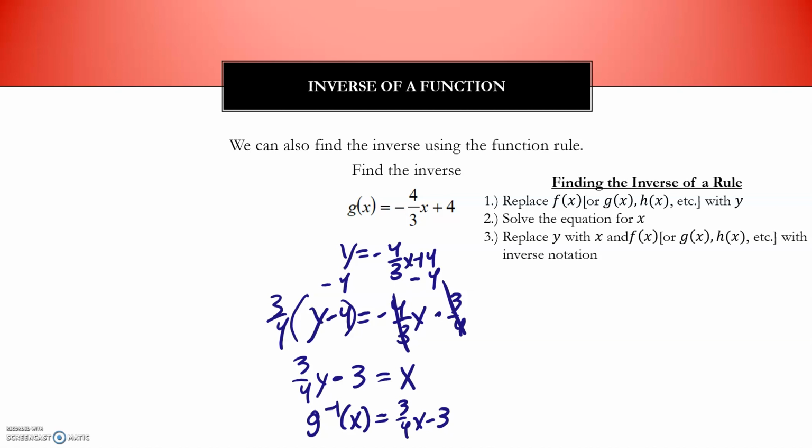So follow the process. Replace the function name with y, solve for x by subtracting 4 from each side, and then multiplying both sides by 3/4 to get rid of that. Actually, that would be negative 3/4 to get rid of that fraction, so the signs need to flip. And then you would get your inverse: take x, replace it with inverse notation, g inverse of x, and replace y with x, negative 3/4 x plus 3.